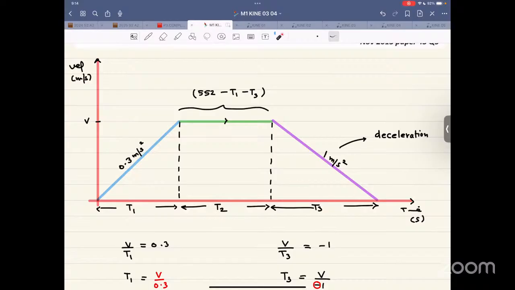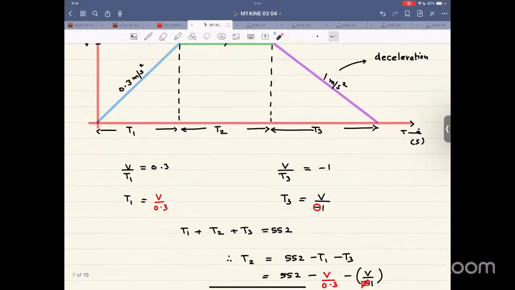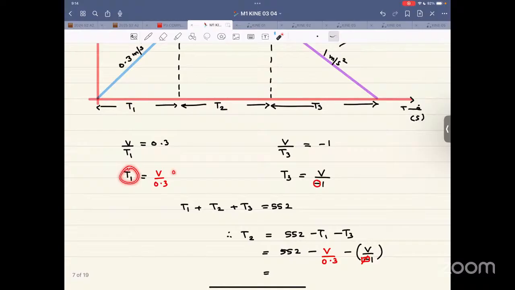That labeling is there, but I would prefer that you work in intervals. And then the deceleration is 1 meter per second square. So for calculation purposes, that would be -1. So V over T1 is 0.3. Similarly, V over T3 is -1. Make T1 the subject, that's V over 0.3. Make T3 the subject, that's V over -1.